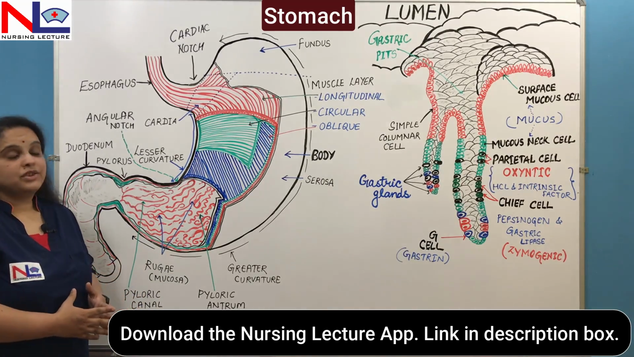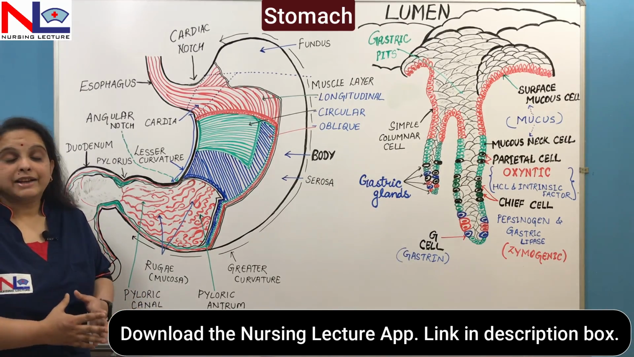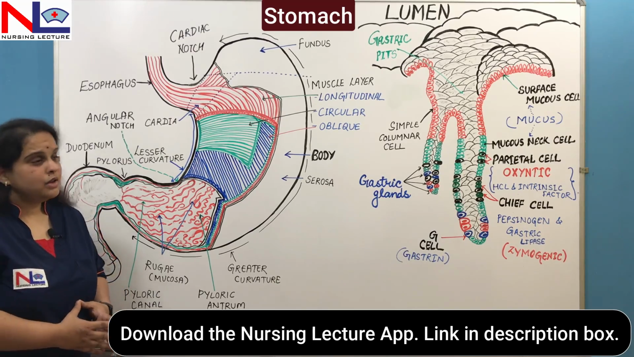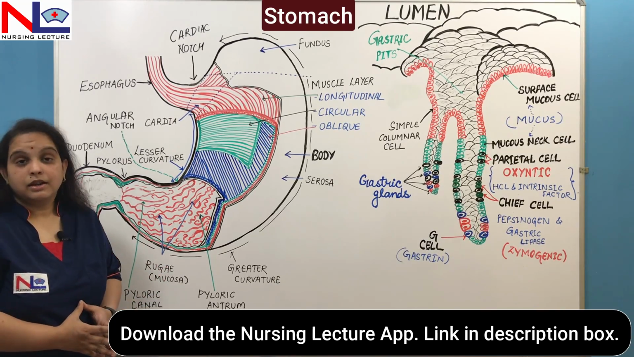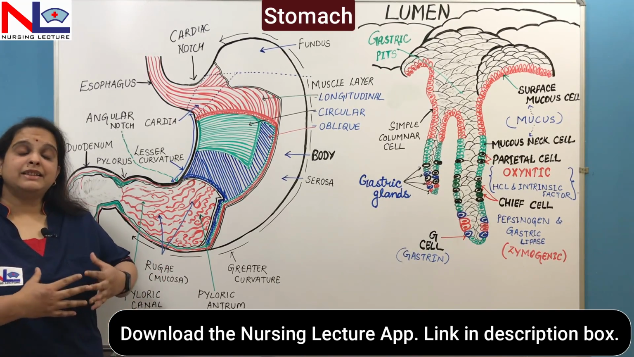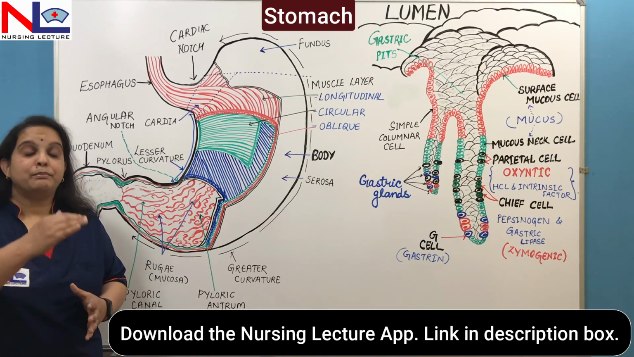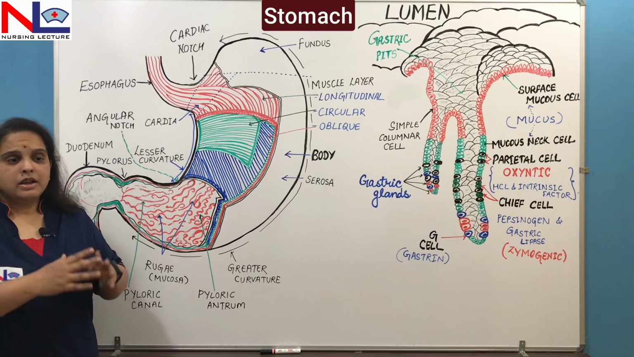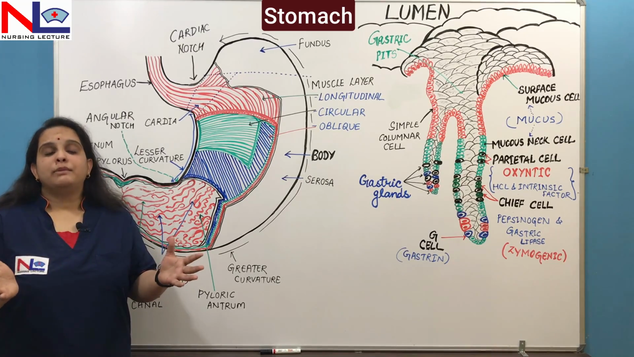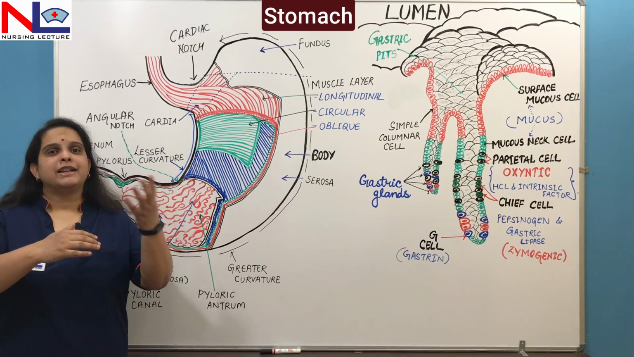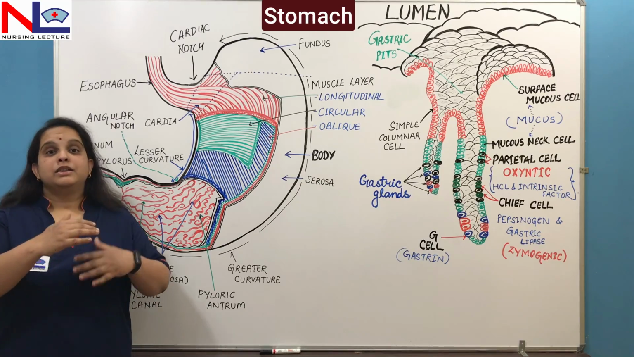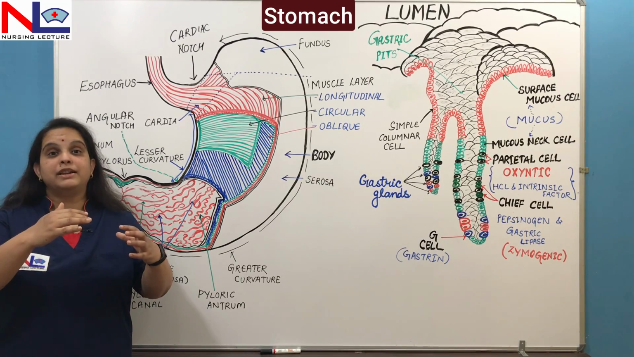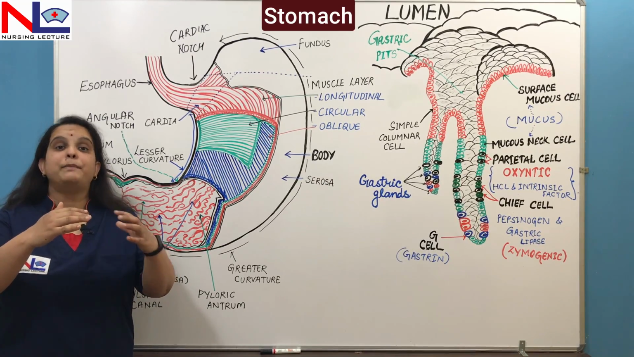Here in this lecture we'll discuss the anatomy of the stomach. Where is the stomach located? It is in the abdominal cavity below the diaphragm, on the left side in the upper portion. We know that the diaphragm is the muscular partition that separates the thorax from the abdomen. So it is present in the abdominal cavity in the upper segment.